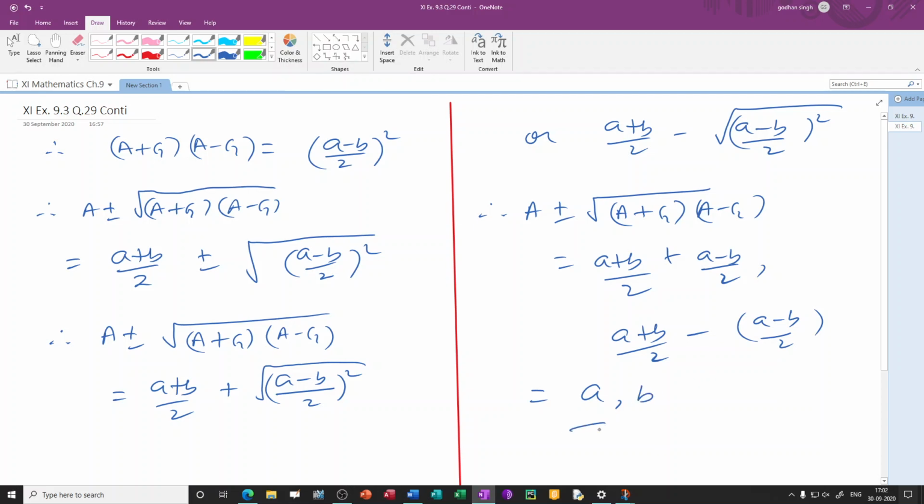So this is our answer, and what numbers we have taken initially, small a and small b, so therefore we can say that capital A plus minus square root of A plus G into A minus G is same as the two numbers small a and small b, the original numbers whose arithmetic mean is capital A and whose geometric mean is G. And with this, exercise 9.3 question number 29 is complete.